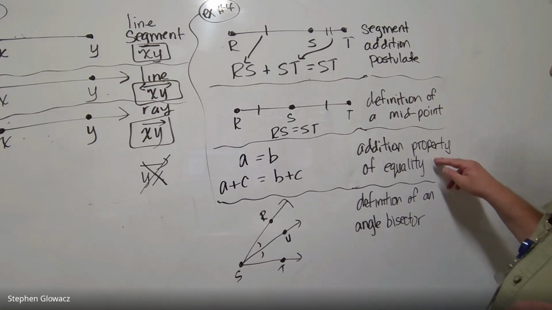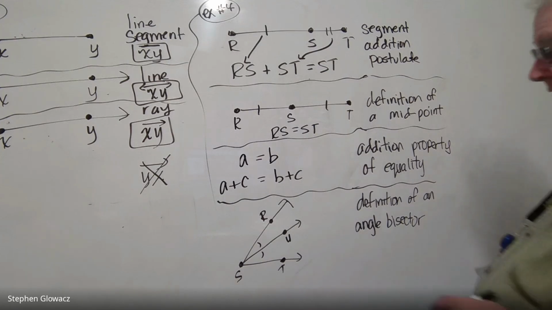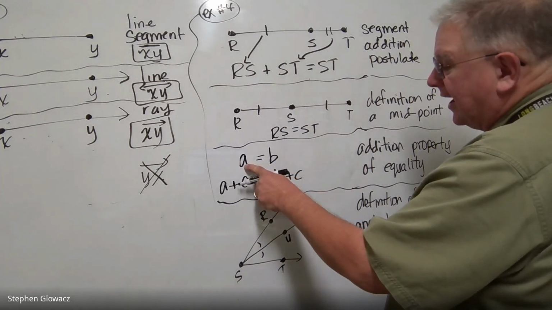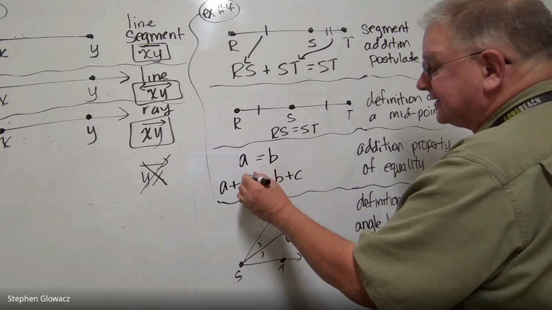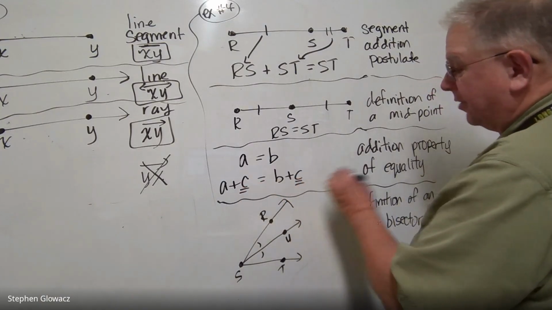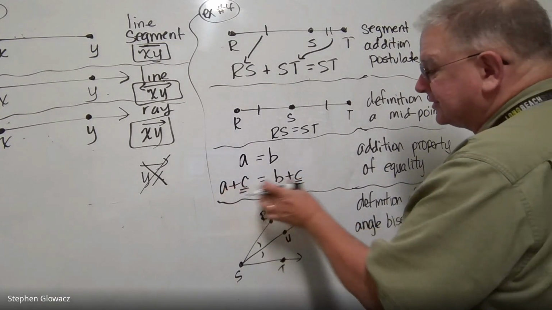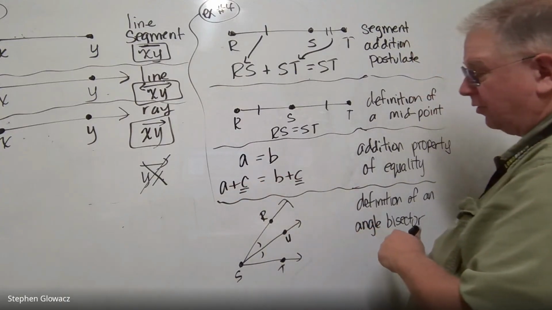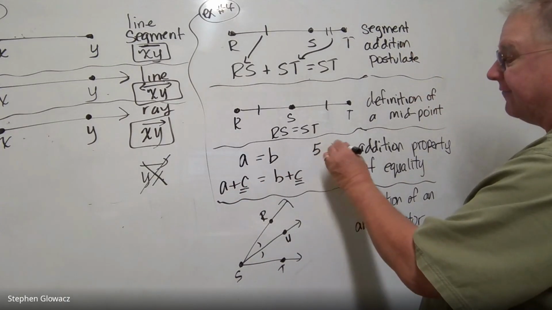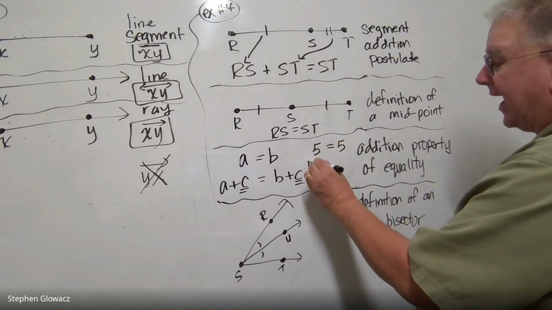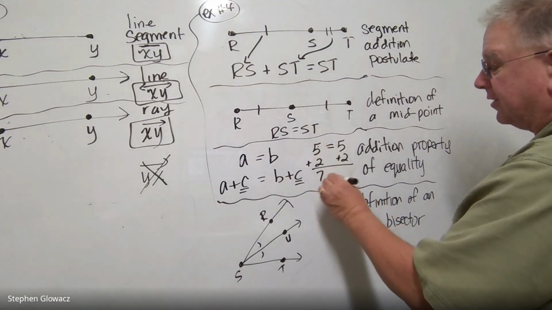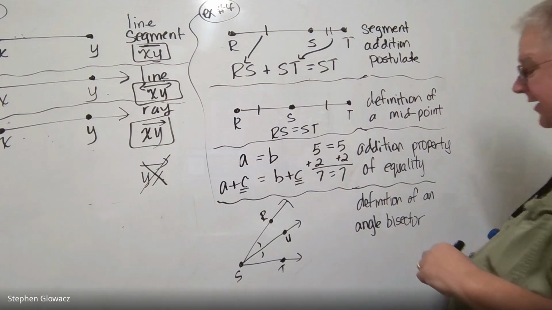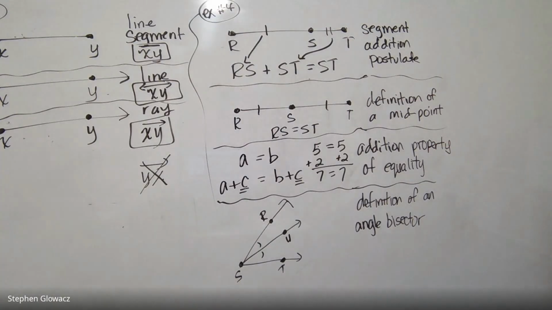Next is the addition property of equality. If we have some statement A equals B, and we add the same thing, we'll call that C, to both sides, the 2 sides of the equal sign remain equal. For example, if we had 5 equals 5 and we add 2 to both sides, that's still equal: 5 plus 2 is 7, and 5 plus 2 is 7. That's the addition property of equality.